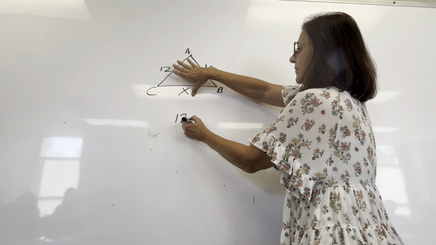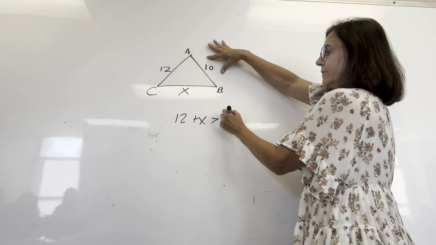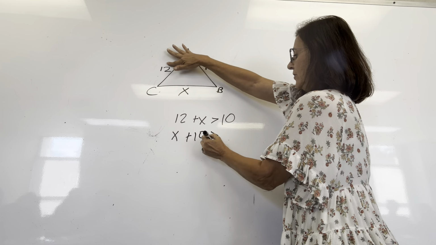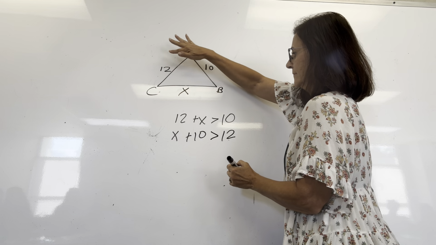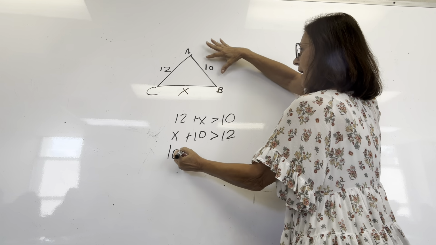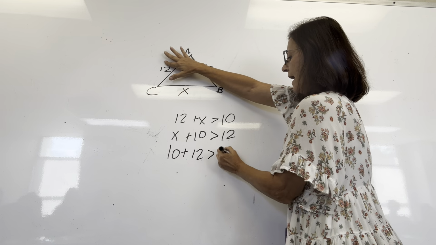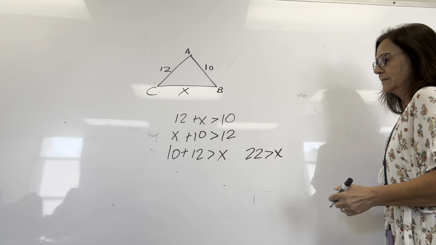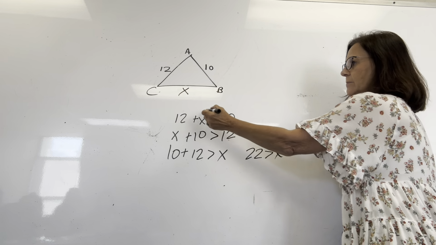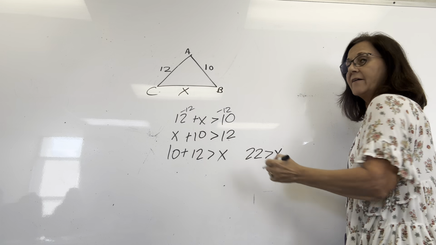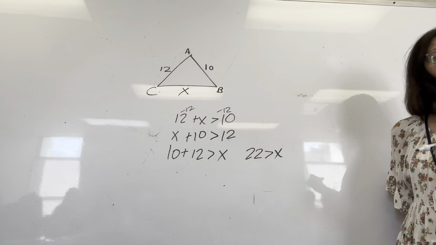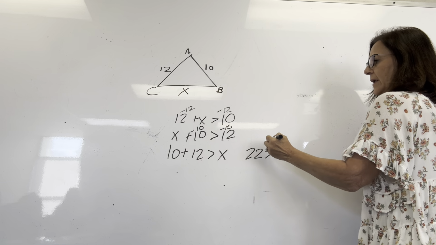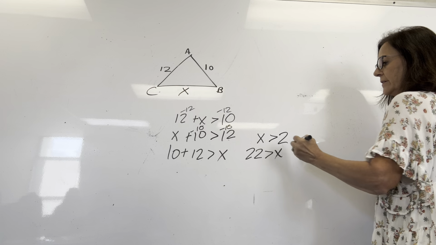All right, so 12 plus X greater than 10. X plus 10 greater than 12. 10 plus 12 greater than X. This last statement makes sense. So 22 greater than X. This one's not going to make sense when I subtract 12. I'm going to have a negative number. That one's not going to make sense. You ignore it. Here you subtract 10 on both sides, and you have X greater than 2.